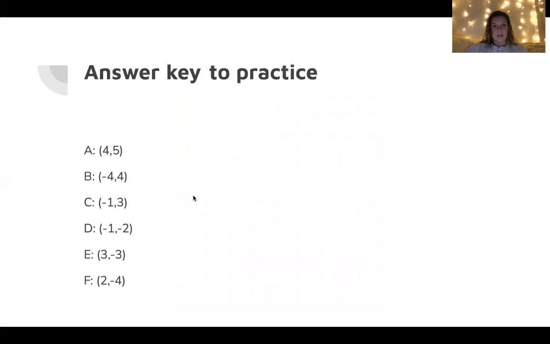And here's the answer key to the practice ones. We went through most of them, but there are still a few that you can go through on your own.